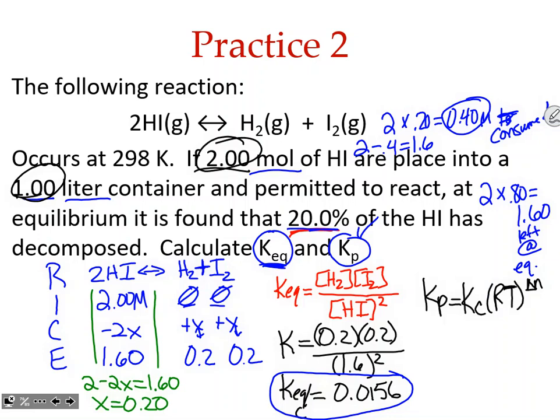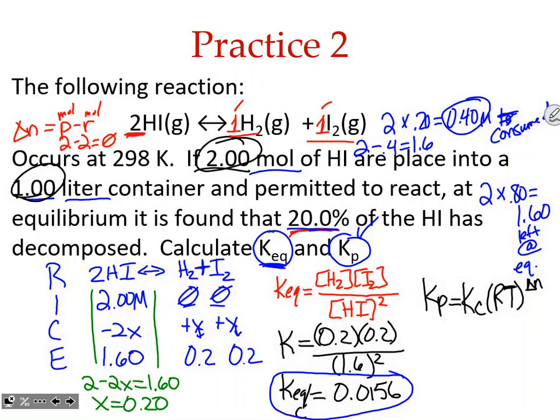What's delta N again? What are we measuring there for our delta N? Products minus reactants. Yes. Remember, we're looking at the moles of the gas here. That's the N part, the moles of the gas. So, looking at the moles of the product minus the moles of the reactant. If you count, this is 1 plus 1, so that's 2 minus 2. So that happens to be 0.